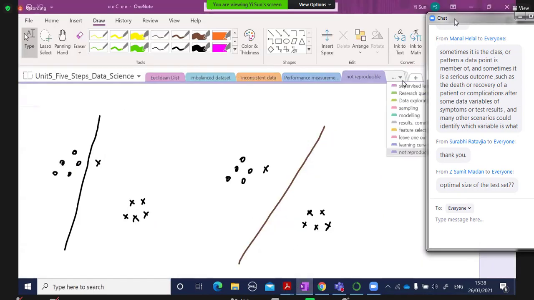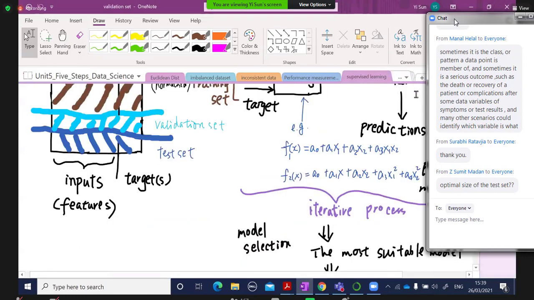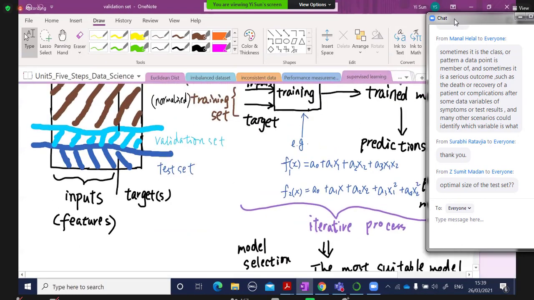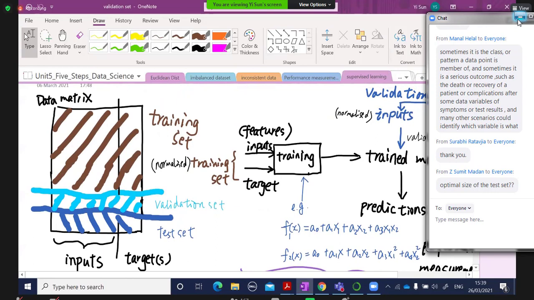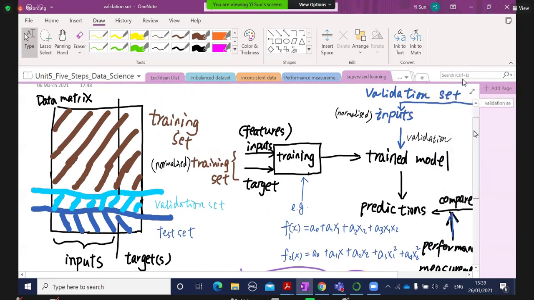So let's have a look here. Let's see whether I can explain this clearly using this figure. Please bear with me about my handwriting, it's not easy to write well here. But anyway, imagine we have a data matrix.